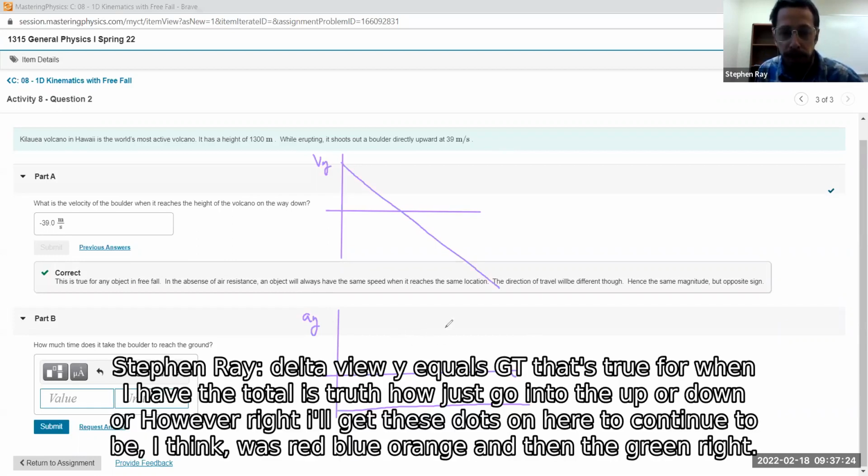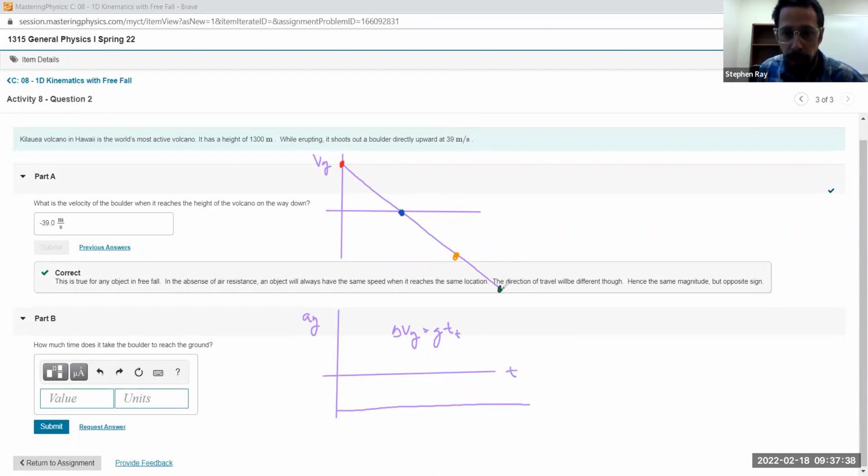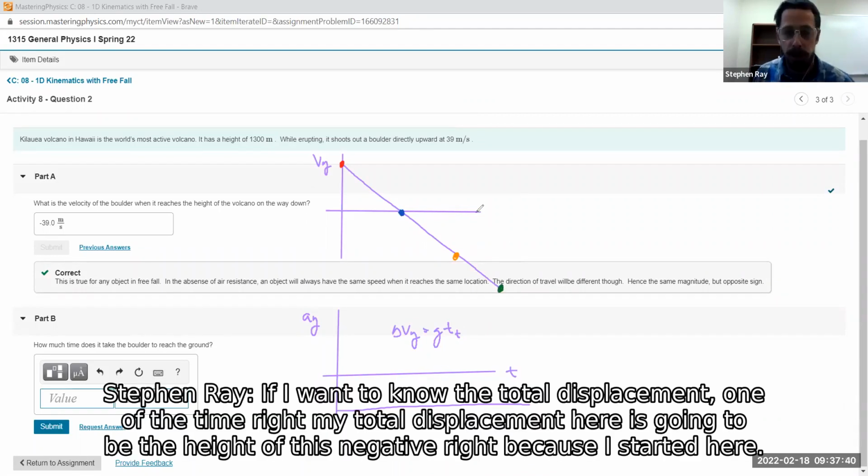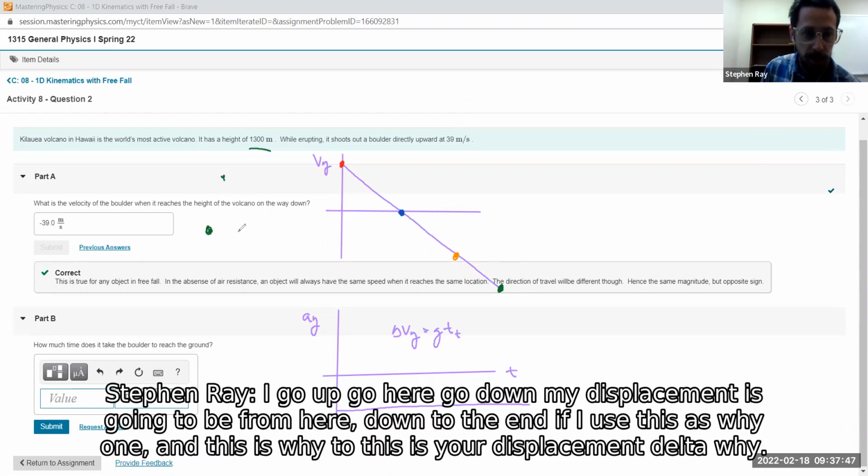Delta Vy equals GT. That's true for when I have the total. It's true if I just go to the up or the down, right? I'll get these dots on here to continue to be, I think it was red, blue, orange, and then the green, right? If I want to know the total displacement, if I want to know the time, my total displacement here is going to be the height of this negative, because I start here, I go up, go here, go down. My displacement is going to be from here down to the end if I use this as y1 and this is y2. This is your displacement, delta y.